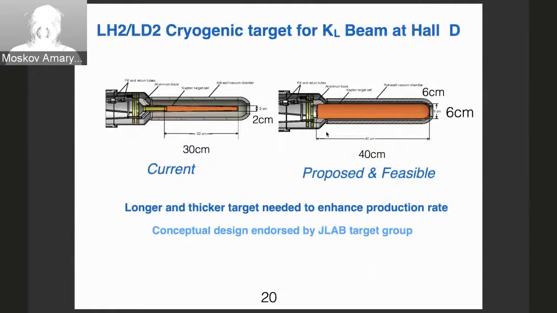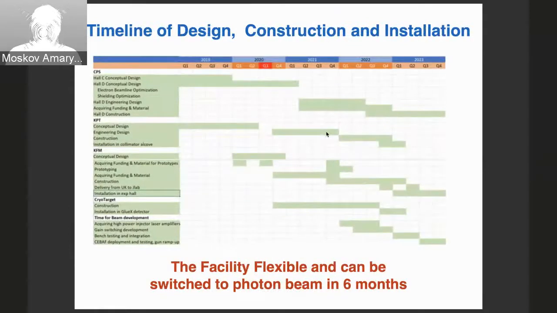So the cryogenic target has to be modified, and experts do not see any big problems here. The diameter will be increased from 2 centimeters to 6 centimeters to have a larger solid angle to accept more flux of the KL beam on the target. We were also advised to make a timeline of design, construction, and installation. So here is a slide which shows that in 2-3 years we can be ready to run. And one important point I should mention is that it's not irreversible. It can be switched back to the photon beam, and a conservative estimation shows that in 6 months one can switch back to the photon beam if needed.